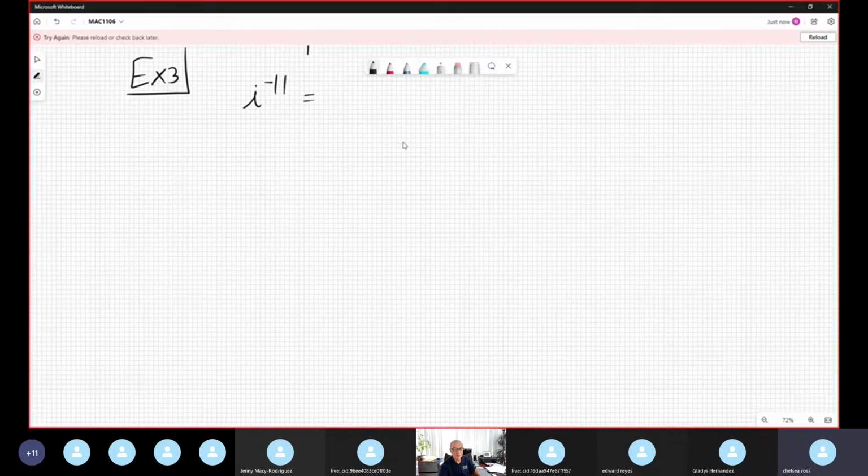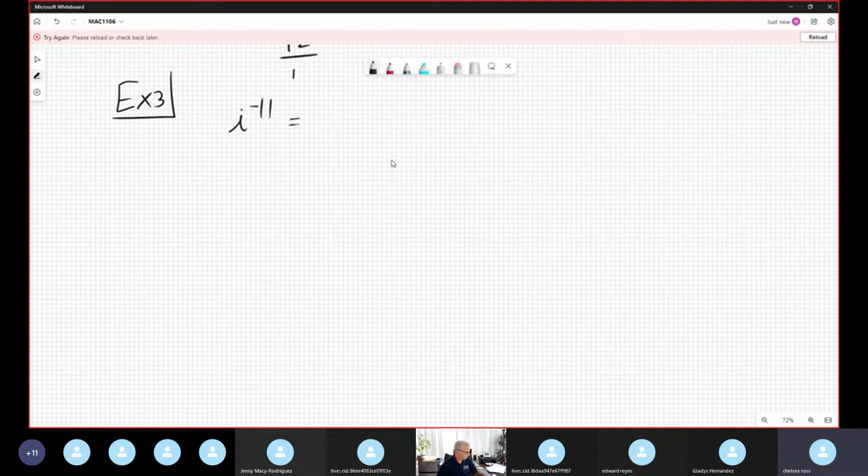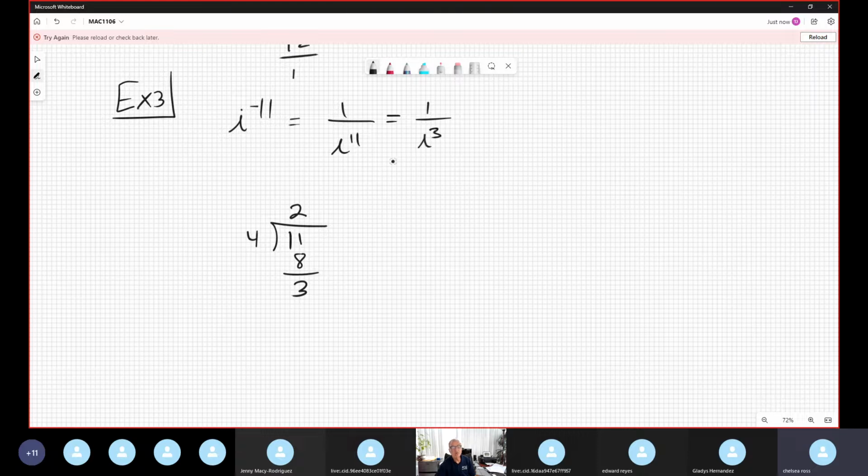Negative 11. What should I do? You write 1 over i to the 11. After that, you divide 11 by 4. Good. When you divide by 4, it is 2, no? Because 3 is too much. It's 8, remaining 3, no? So, 1 over i cubed, no?